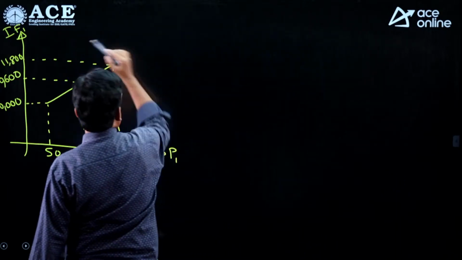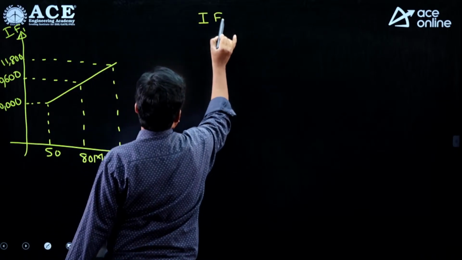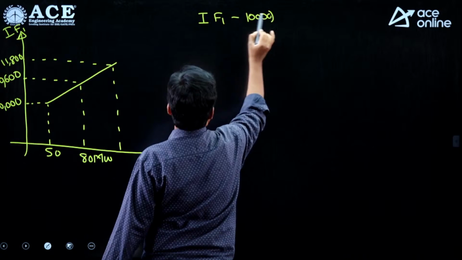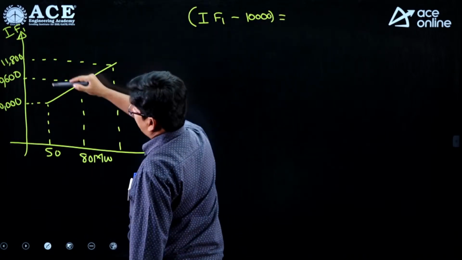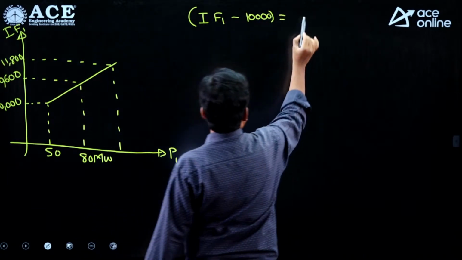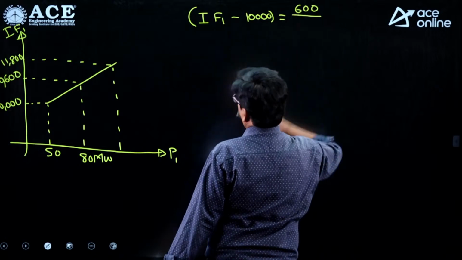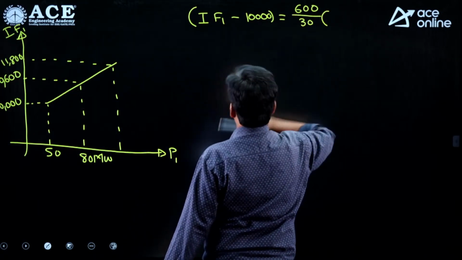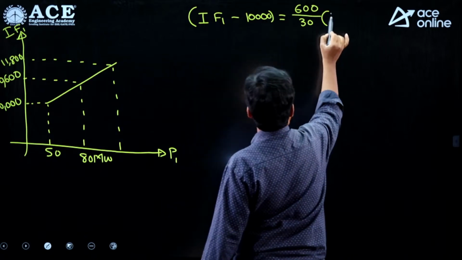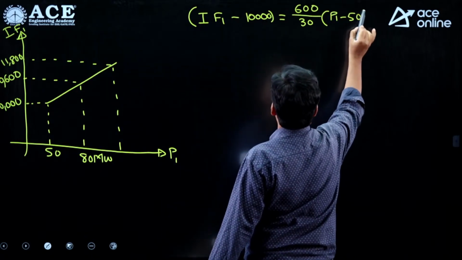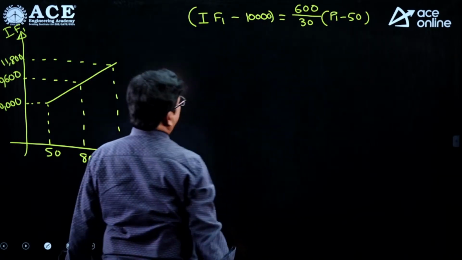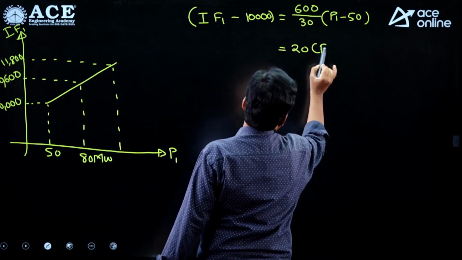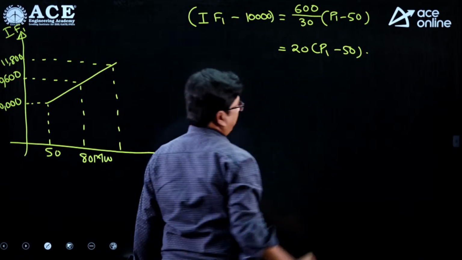So Y is nothing but the incremental fuel cost of plant 1. IF1 minus Y1, which is 10,000, is equivalent to (Y2 minus Y1), 10,600 minus 10,000, which is 600, divided by (X2 minus X1), 80 minus 50, which is 30, into (X minus X1). X is nothing but P1, and X1 is 50. So IF1 minus 10,000 is 20 into P1 minus 50. This is the equation we got.